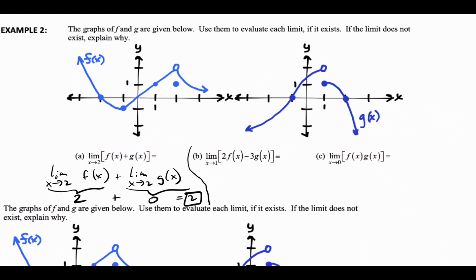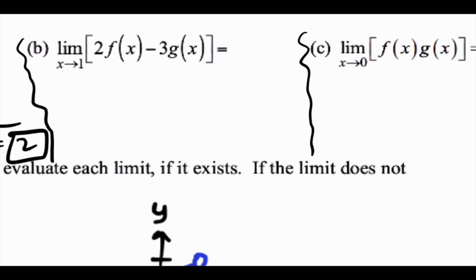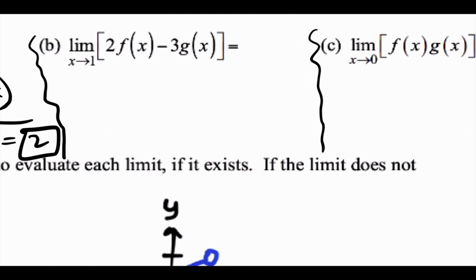Look at b. Besides that it approaches 1 instead of 2, what's the difference for b? It's subtraction instead of addition. Good. What else? There's multiplication in front, right? So what am I going to do with 2 and 3? Put it in the front, find the limit, and then multiply. So I'm going to find the limit as x approaches 1 for f of x and multiply it by 2. Find the limit as x approaches 1 for g of x and multiply that answer by 3. Subtract them.